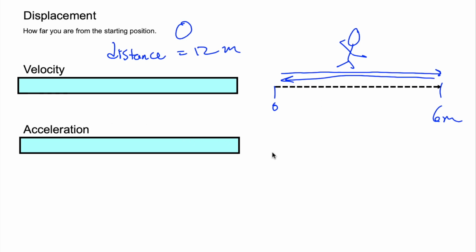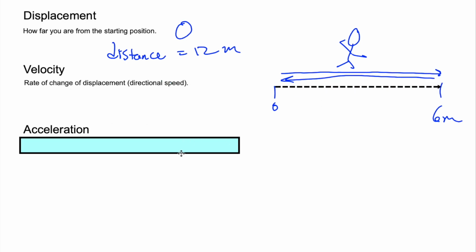And now velocity. Velocity would just be the rate of change of displacement, or the directional speed. Let's say it took this person 12 seconds to move all 12 meters. So 12 meters in 12 seconds. That means the velocity here is 1 meter per second. What that means is it's the change in distance over change in time, the rate of change of displacement.